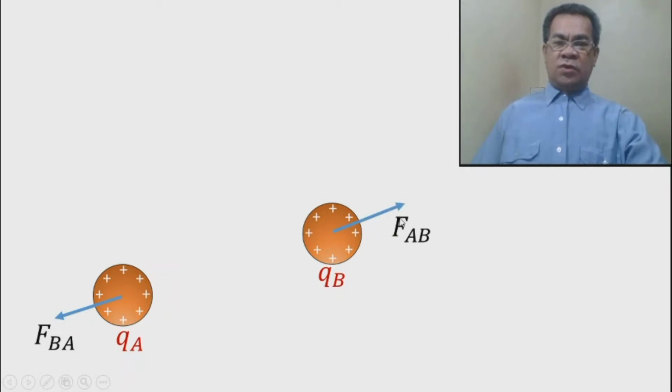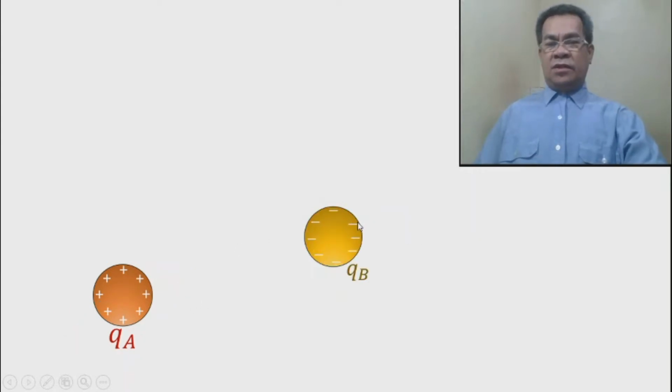At the same time, we have also the force that B exerts on A. So we have these two identical forces. They have the same magnitude but in opposite directions. So therefore, these objects will travel in opposite directions, away from each other. Now, if we have two different charges, then they will attract.